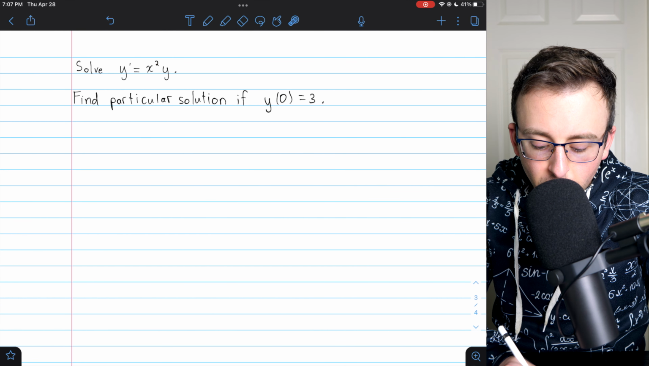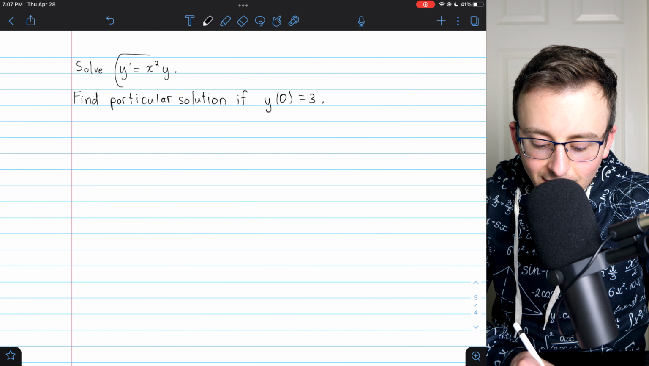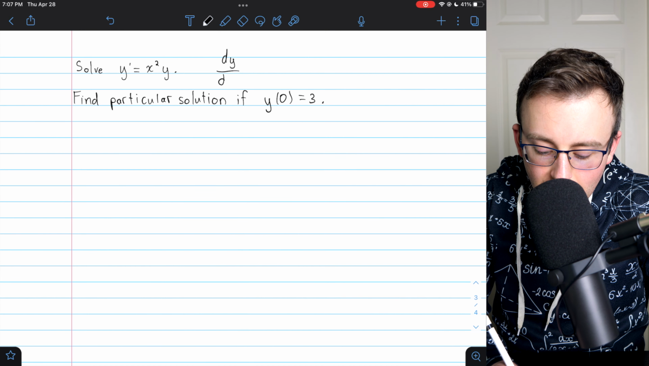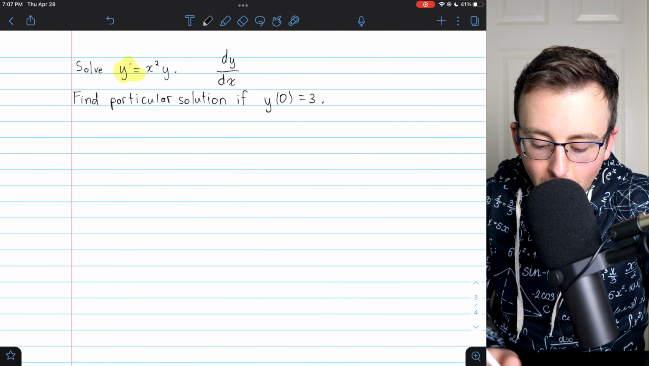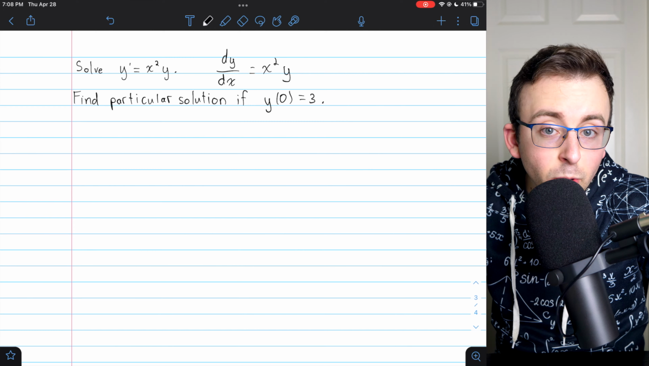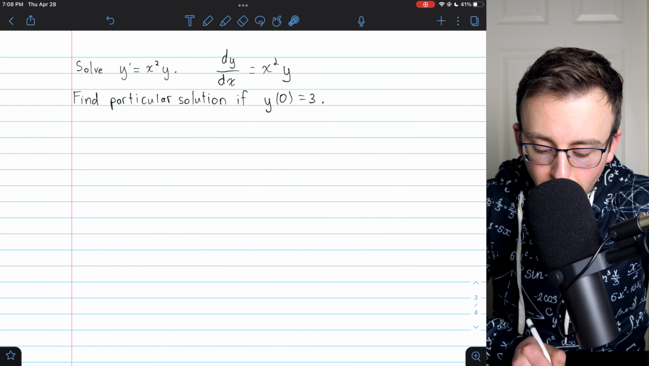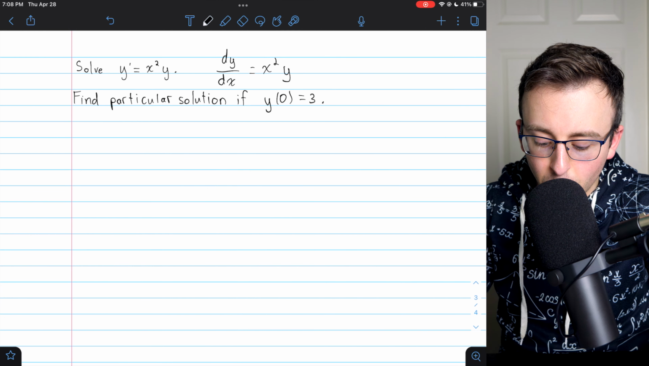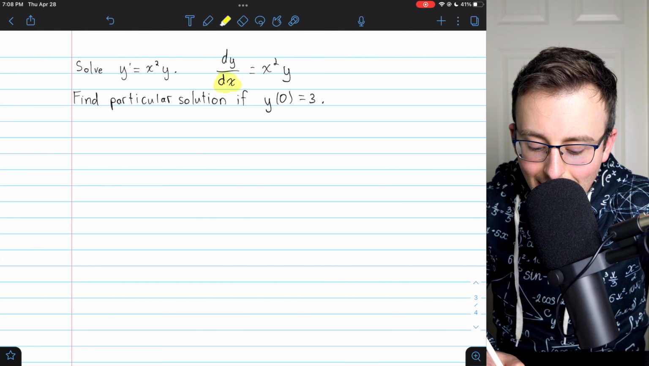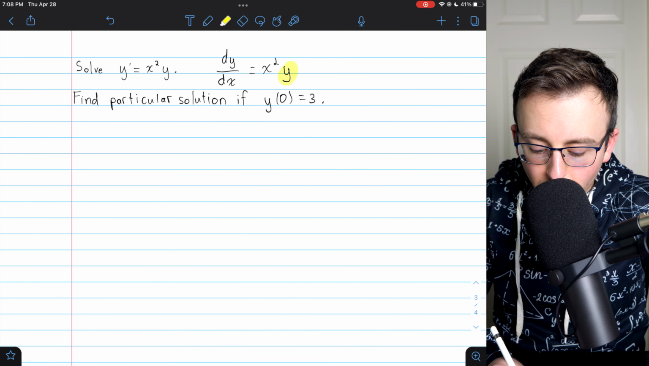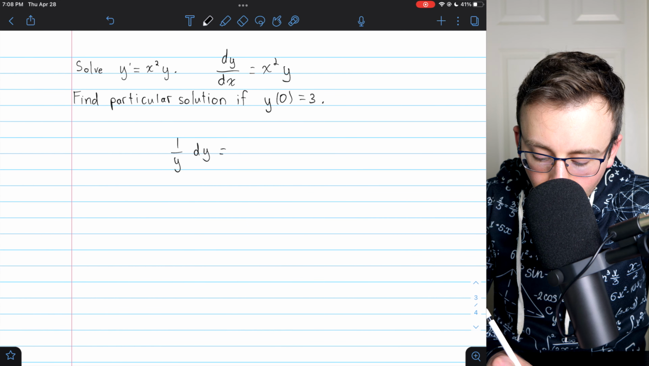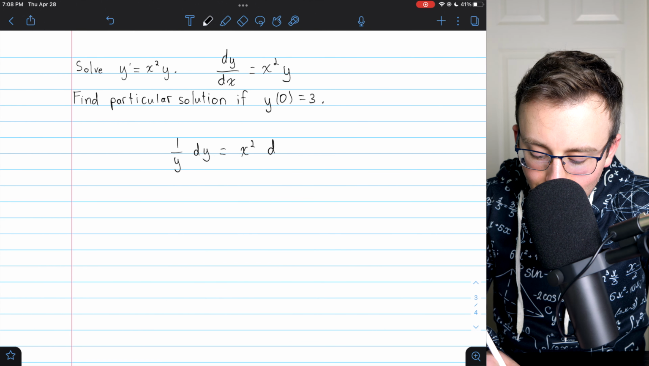Again, we can see we've got a function of x times a function of y. This isn't currently written in Leibniz notation. You might want to rewrite it like that. So we could write dy/dx, because that's what y prime is. dy/dx equals x squared y. Now, again, we're just going to separate the variables. We'll find our general solution, and then we'll worry about this particular solution. To separate the variables, we'll multiply both sides of the equation by dx, and we'll divide both sides of the equation by y. That's going to give us 1 over y dy equals x squared dx.